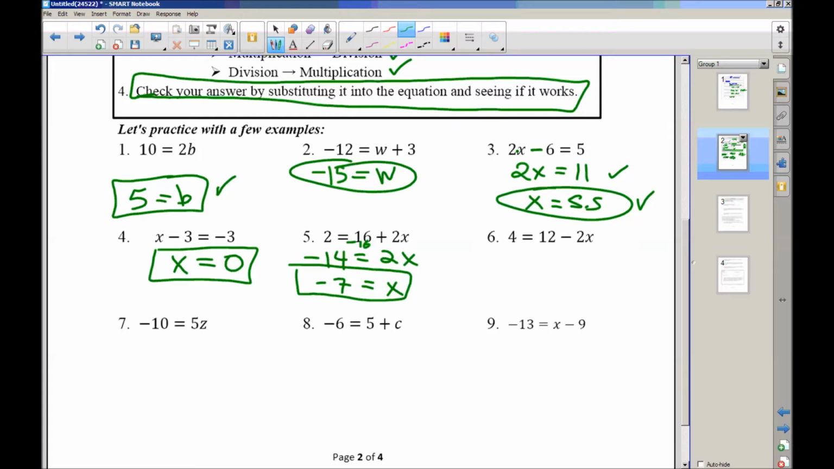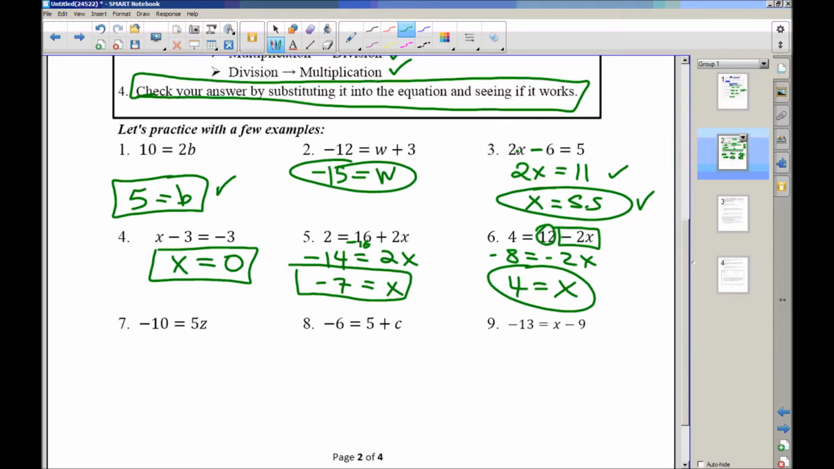Our first step here is to subtract 12, which will give us negative 8 equals negative 2x. The subtract 12 takes care of the positive 12 here, and then this negative 2x is left behind. Then I divide by negative 2, and I get 4. Oops, x equals 4. Notice these last two problems had two lines of work, and that's because they were two-step equations.